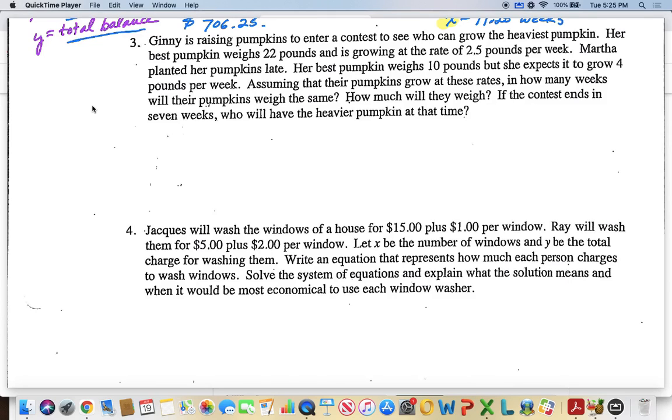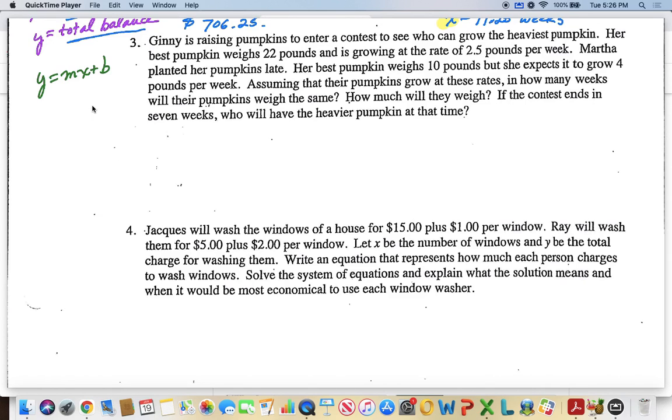Problem 3 of the Chapter 5 review, and this is solving equations with the equal values method. The first thing we need to do is we need two equations in the y equals mx plus b form. So let's see how we can do that with this problem.